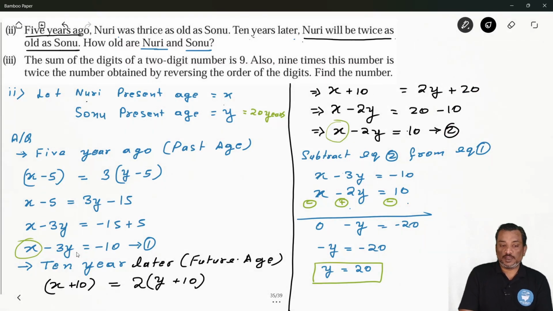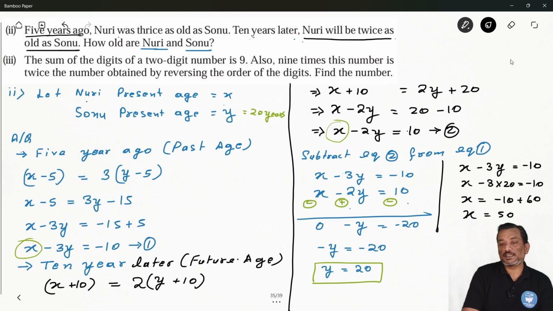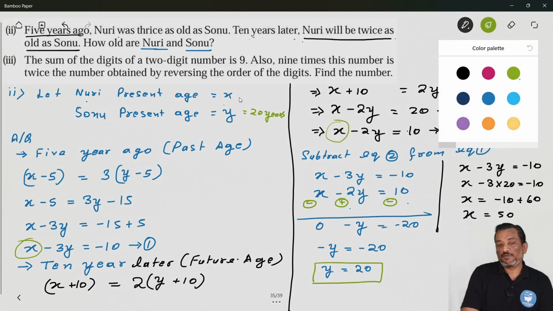So you can take any expression. Let me take the first equation. So first equation आपका क्या है, x minus 3y is equal to minus 10. So you can say x minus 3 times 20, you will get minus 10. So x is equal to, you can say minus 10 and plus 60. So x is equal to, you will get 50. So which means Nuri's age is equal to how much, 50 years.